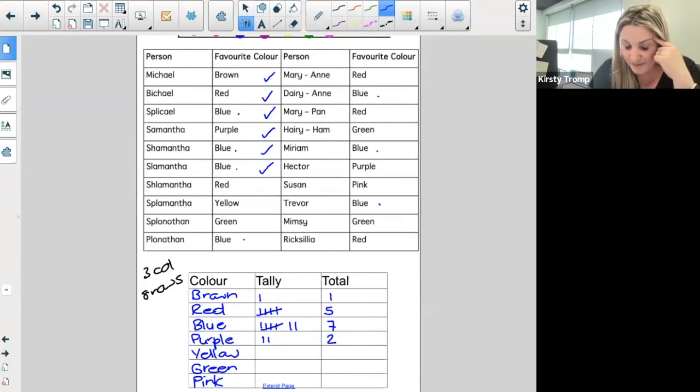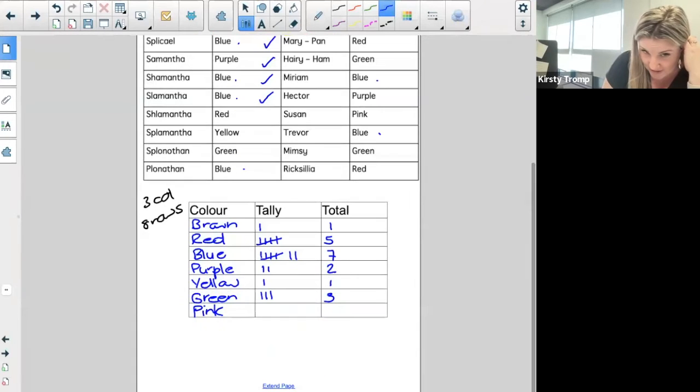Hi, Lungawa. Hi, ma'am. How many did you have for yellow, my love? I got 1. Well done. 1. What about green? I got 3. 3. So 1, 2, 3. And let's finish it off. How many did you have for pink? I got 1. 1. Well done.